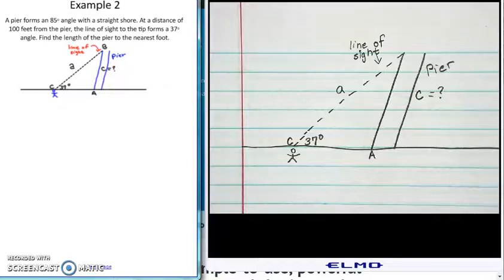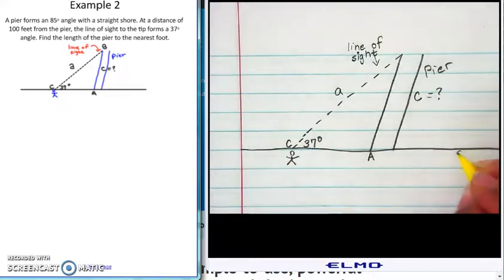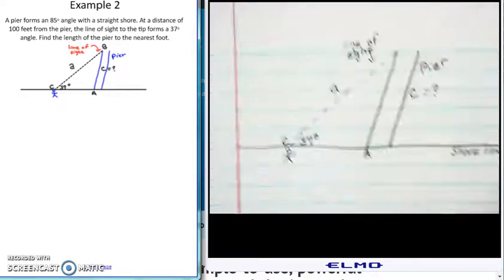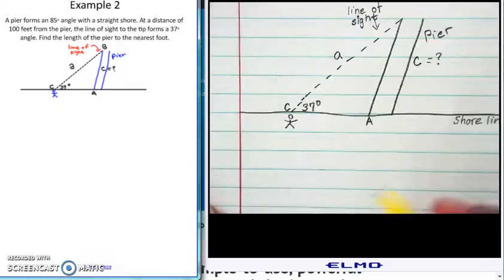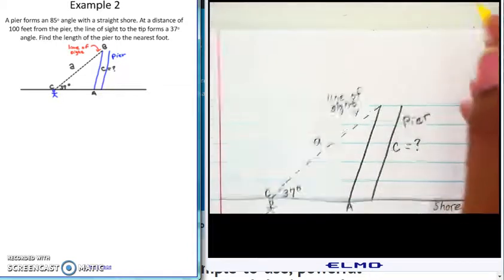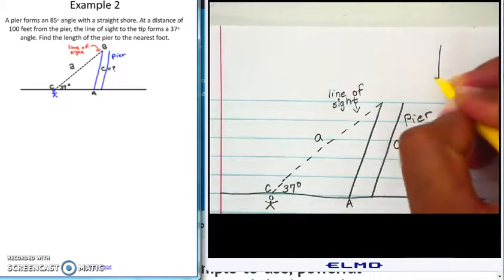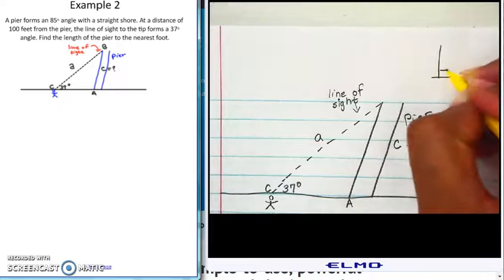All right, so now let's take a look at this. It says a pier forms an 85-degree angle with a straight shore. So this is our shoreline right here. And with that, it says it forms an 85-degree angle. Now, I'm just drawing this so you can get a visual. We know here that a right angle goes straight up and down, and it goes like that. So this is a right angle.